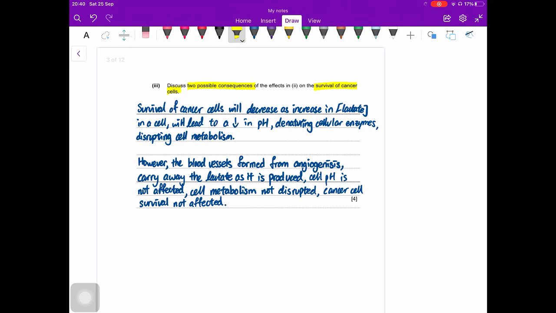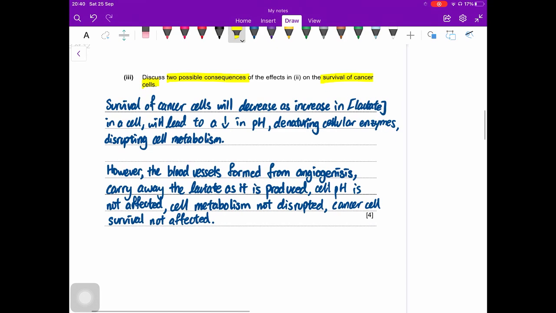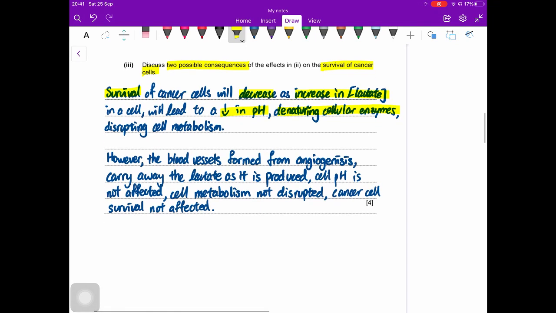Okay, so firstly, the survival of cancer cells will decrease. Why is this? Because there is an increase in lactate concentration. And when there's an increase in lactate concentration, this leads to a fall in your pH because it becomes more acidic. Lactic acid is acidic. When there's a decrease in pH, your cellular enzymes are denatured, and when they're denatured, your cell metabolism is disrupted, and therefore cancer cells are less likely to survive.